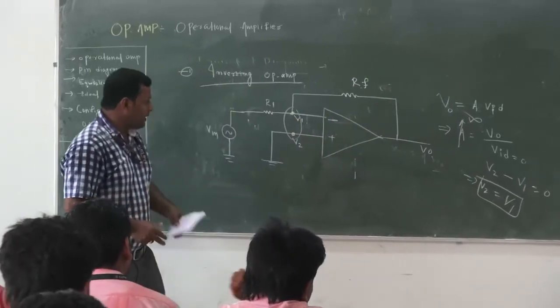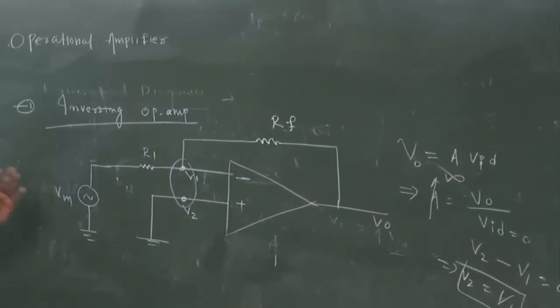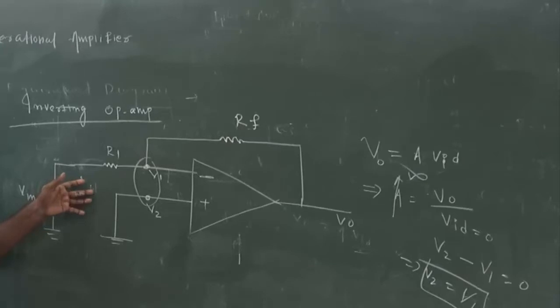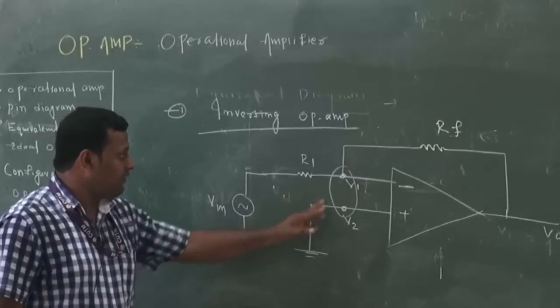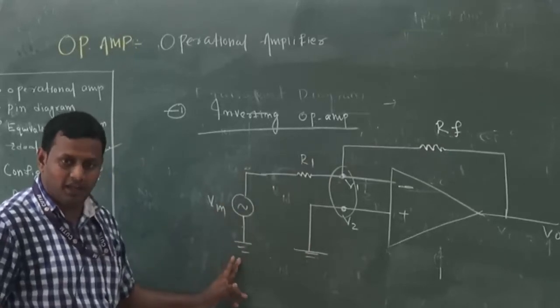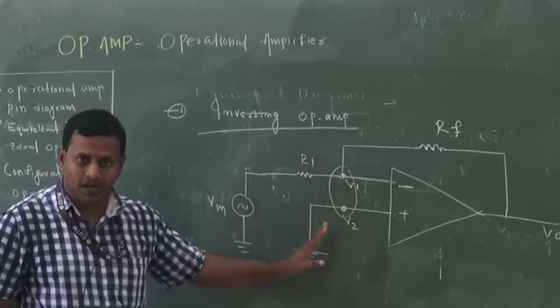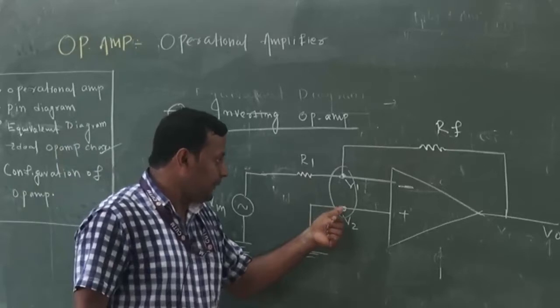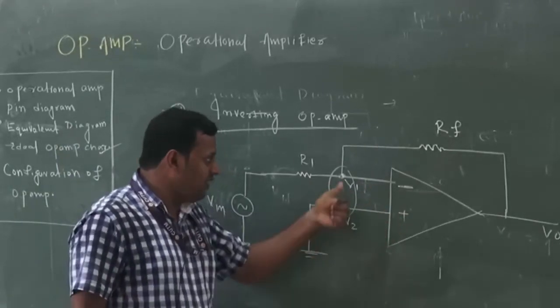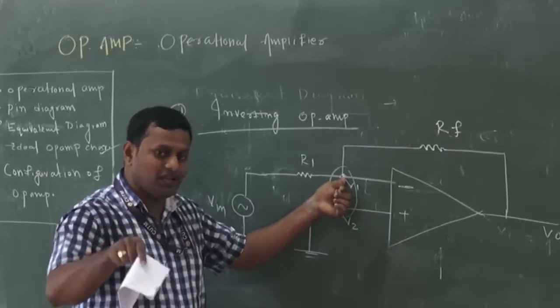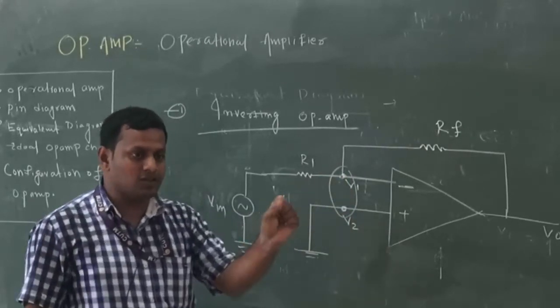Okay. From now, look here. From this diagram, V2 is connected to ground, but V1 is connected to V in. So V1 is not connected to ground, but if V1 is equal to V2, then it is treated as an ideal op-amp. That means V1 is not connected to ground, but virtually it is connected to ground. That is the virtual ground concept.